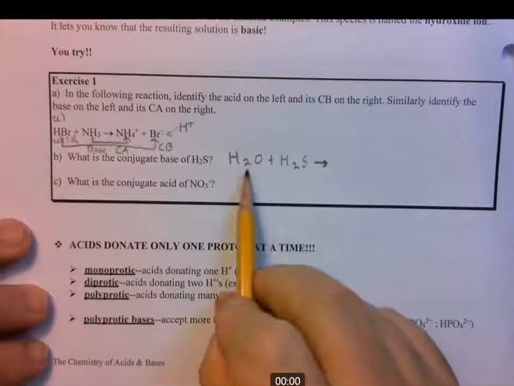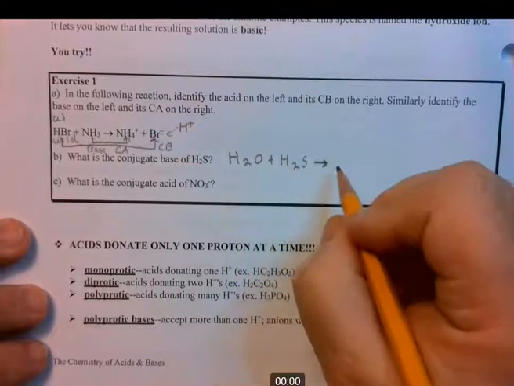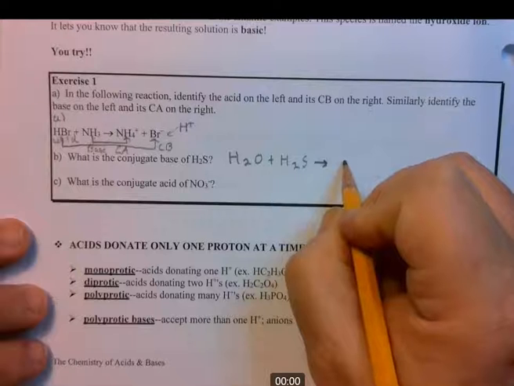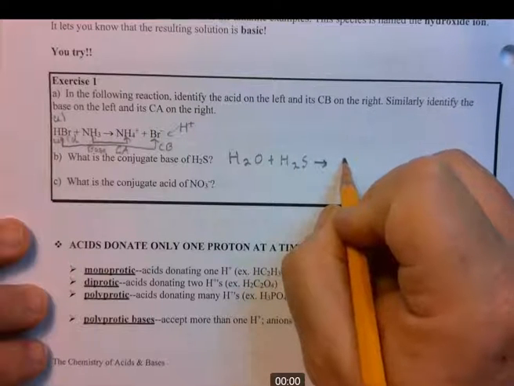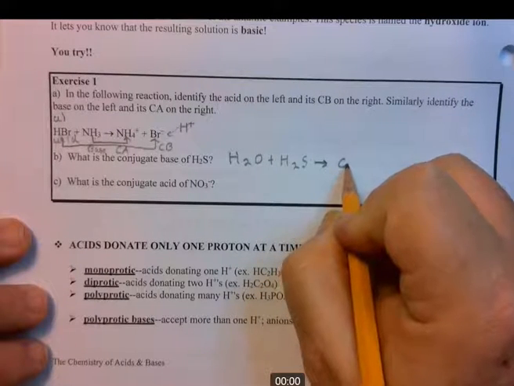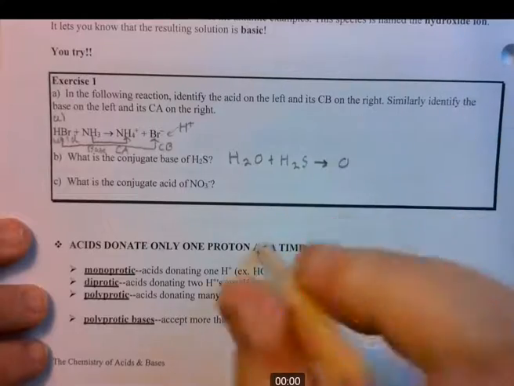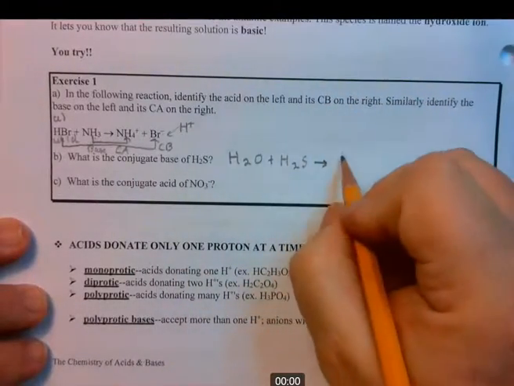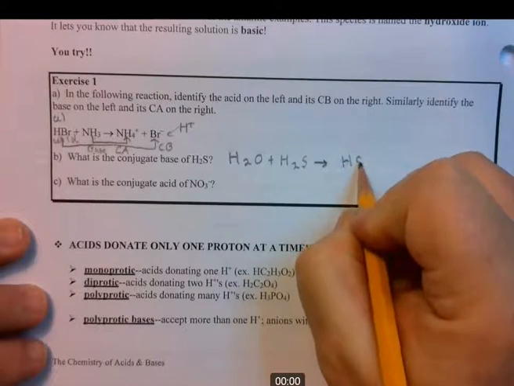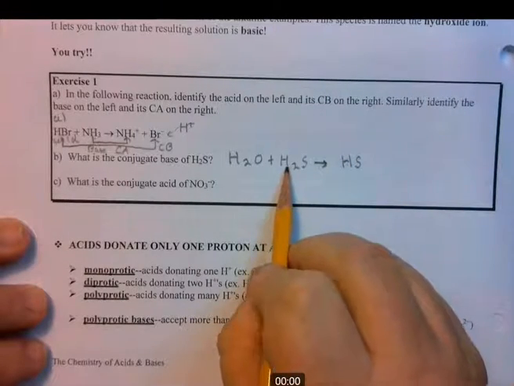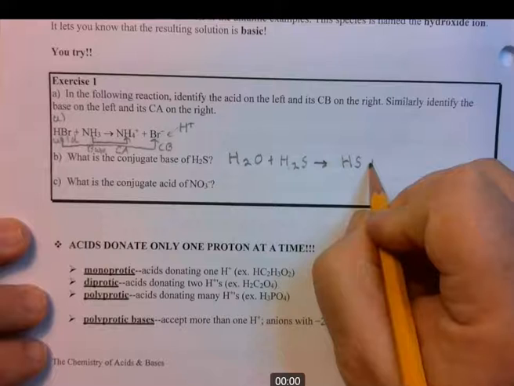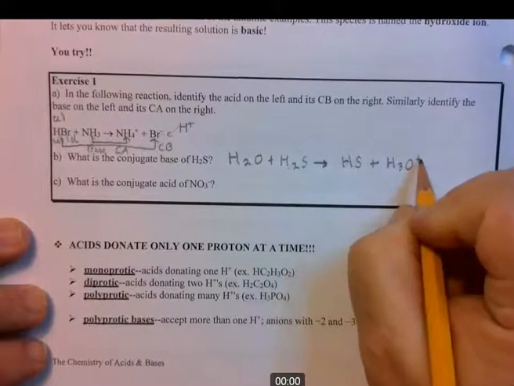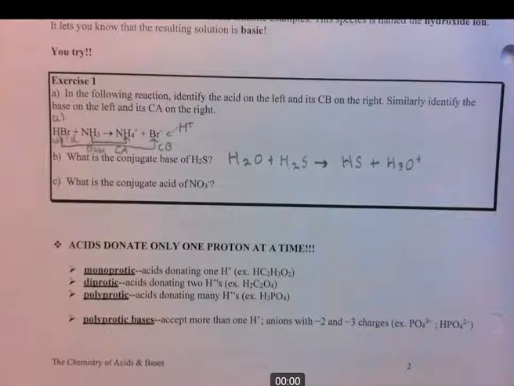So it's going to move over. This is the acid, this is the base, and so the H2O is going to become OH, excuse me, HS. And what happened to that extra proton? It jumped over to the water to become the hydronium, H3O plus. Okay, there you go.